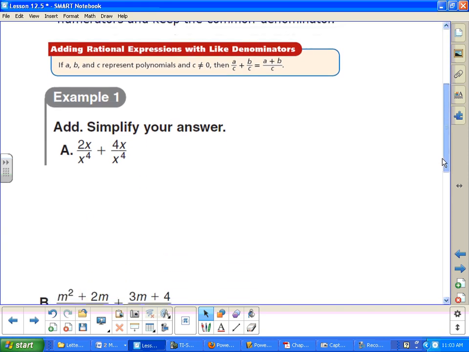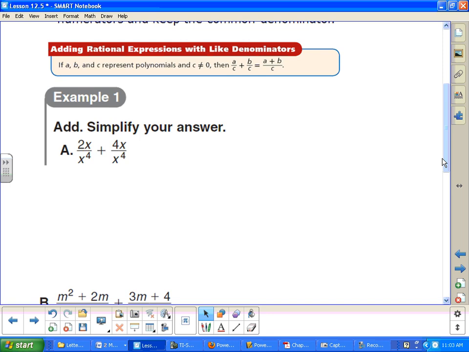So here we have 2x over x to the fourth plus 4x over x to the fourth, and we want to add these two fractions together, these two rational expressions. Now one of the things is that when you're all done, you have to make sure that you can't simplify your answer. And sometimes you might be able to simplify it even before you add it. You have to just take a good close look at the problem and figure it out from there.